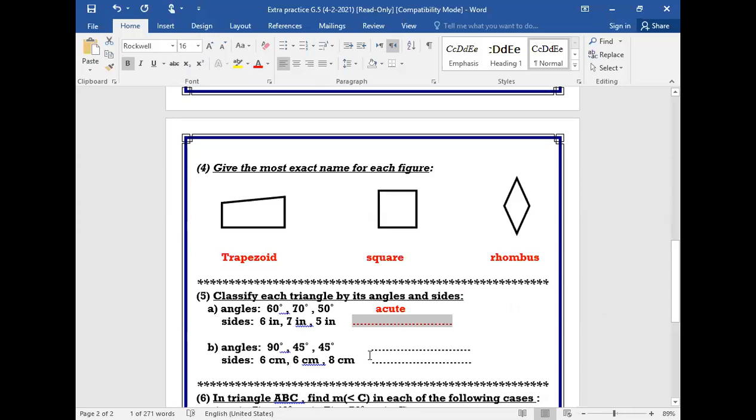The side lengths are 6 inches, 7 inches, and 5 inches. What is the kind of this triangle related to its sides? Scalene triangle. Okay.